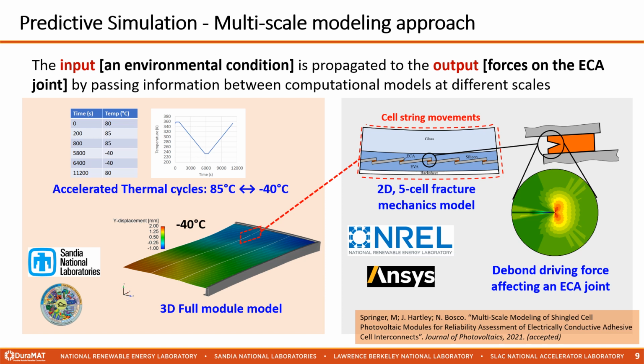Now we are switching gears towards predictive simulation. In collaboration with Sandia National Laboratories, we developed a multi-scale modeling approach that propagates the required information from a full-size 3D model to a 2D 5-cell fracture mechanics model. The full model is subjected to accelerated thermal cycling conditions, and the resulting deflection figure is used to compute the debond driving force at the ECA joint with the 2D submodel. A corresponding research article got accepted by the Journal of Photovoltaics and should be available online soon.